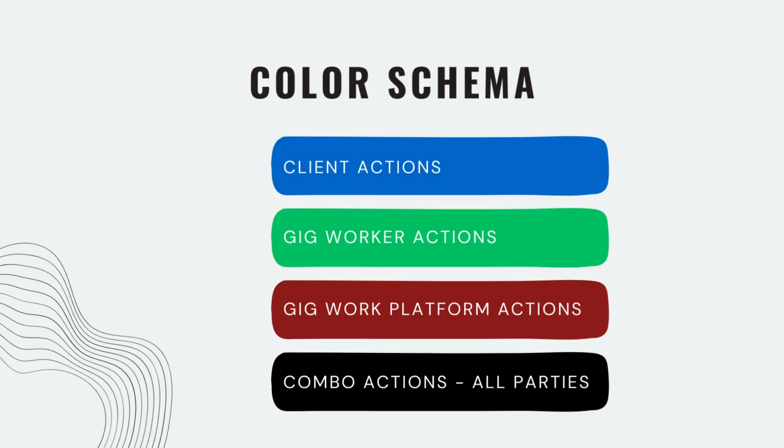We have used the following color schema to clearly identify actions that belong to the different user types in the workflow. The blue-colored actions are performed by the client. The green-colored actions are performed by the supplier, that is, the gig worker. The red-colored actions are executed by the gig work platform, based on specific triggers. The black-colored action indicates a group of actions performed by a combination of users.